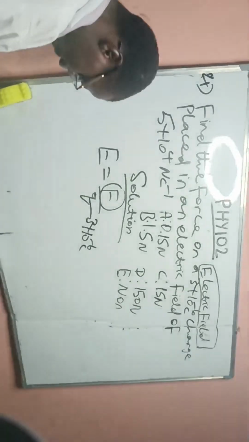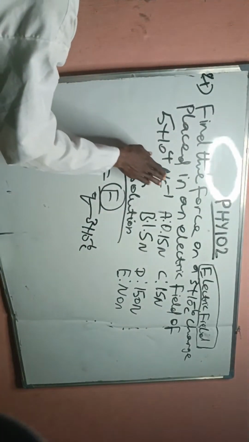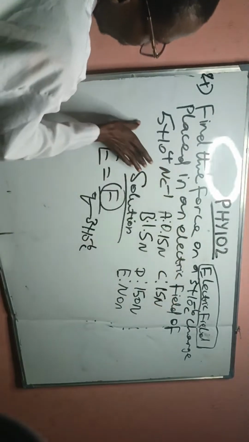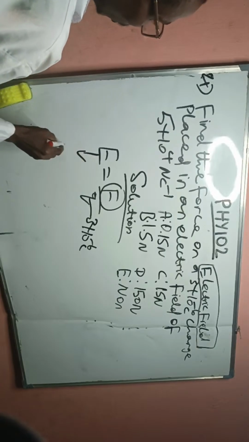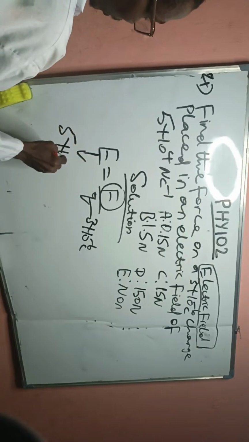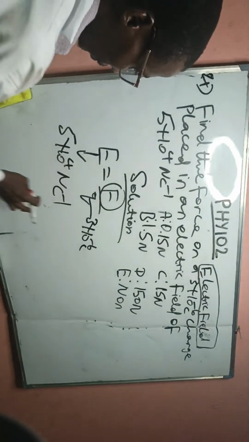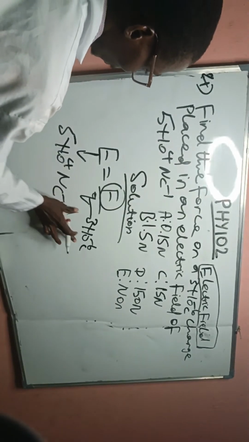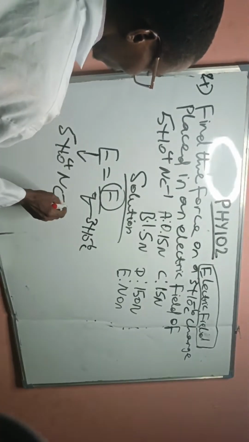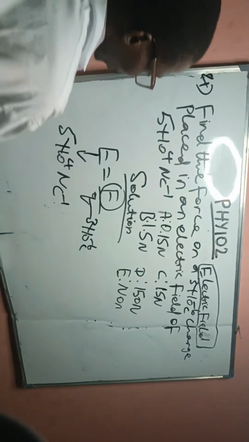Place, let's continue. Place in an electric field of 5 times 10 raised to the power 4 Newton per coulombs. View it very well. Now we have to cross multiply.